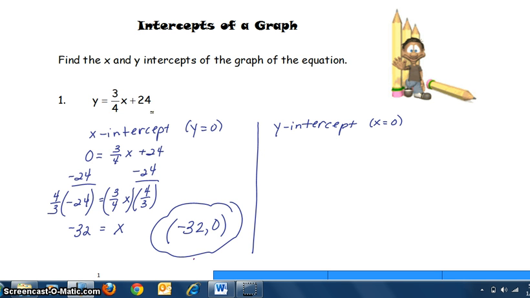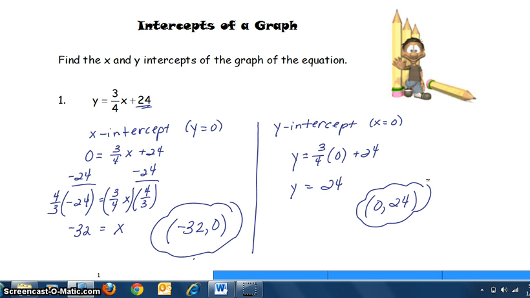Now to find the y-intercept, which will occur when x equals 0, y would equal 3/4 times 0 plus 24, and y would equal 24. Now this equation is already in slope-intercept form, so we could tell that from the beginning that we had a y-intercept of 24, and the coordinates of the y-intercept would be at 0, 24. Let's look at a second example.